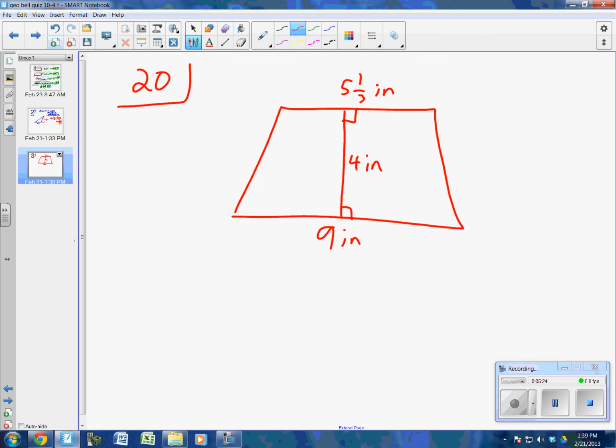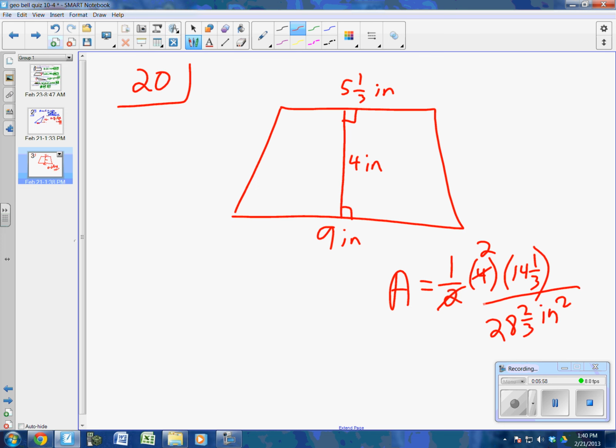What's the area formula for a trapezoid? 1/2 times the height. What's the height? 4 times the two bases added together. 9 plus 5 1/3 is 14 1/3. Right? And then I can just divide 2 into 4 and get 2. And 2 14s make 28, and 2 1/3s make 2/3. So I know this is going to be 28 and 2/3 square inches. Does that answer your question for you?